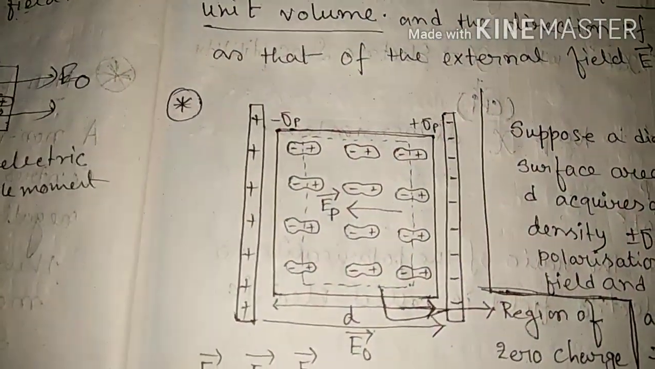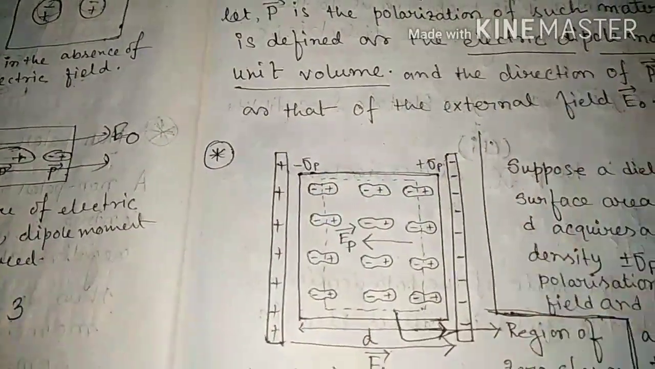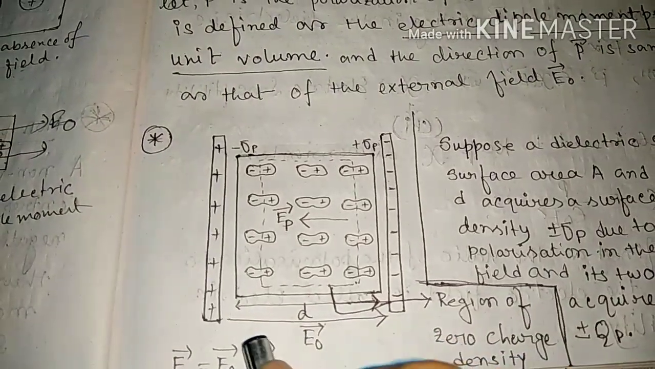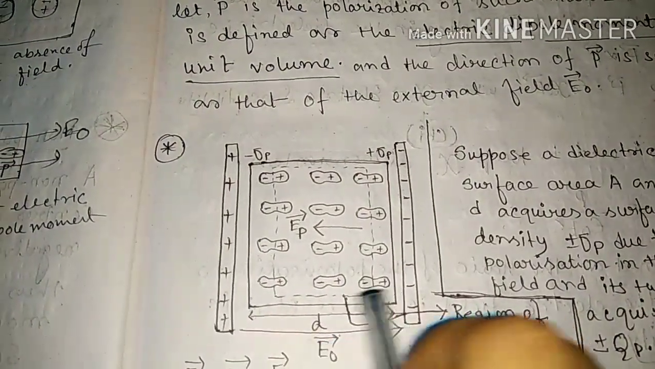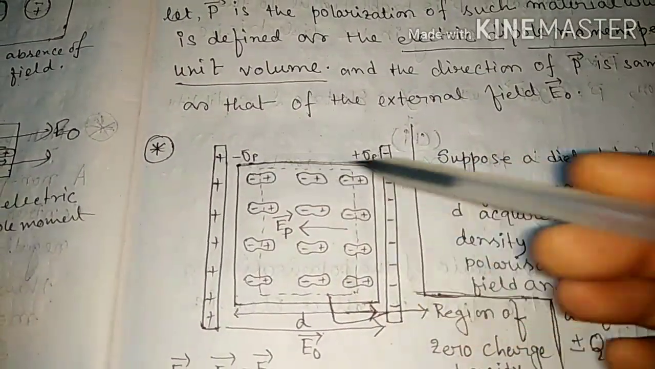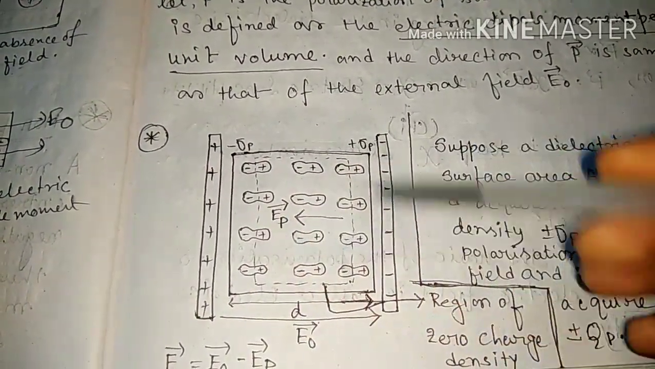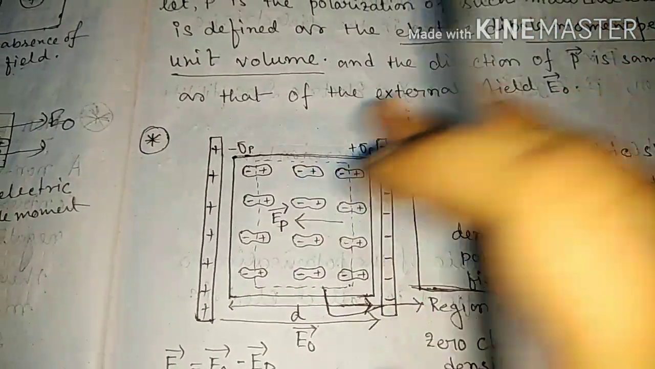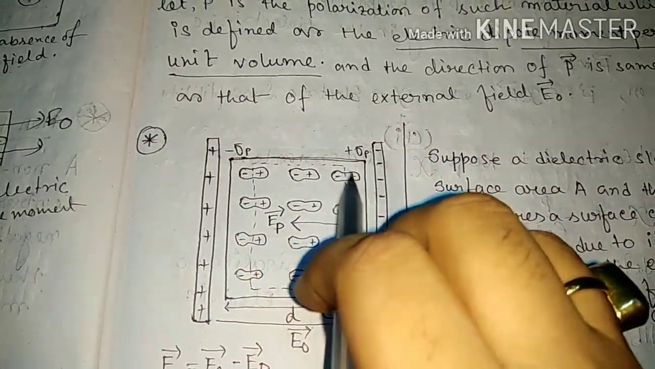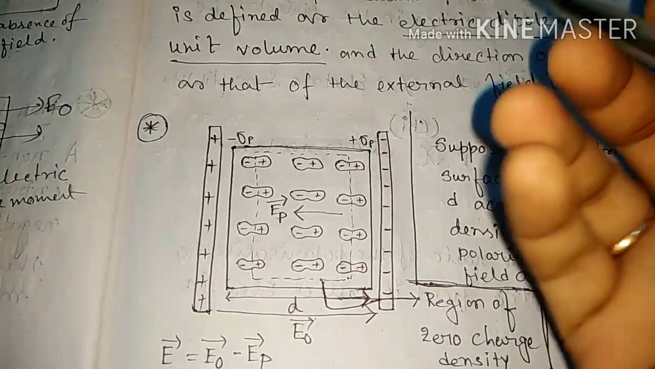So we place a dielectric slab inside an external electric field. Plus to minus is the direction of the external electric field E naught, and the thickness of the dielectric slab is d. When we place it, the molecules of the dielectric align towards the external electric field. So these minus plus, minus plus, minus plus are separated by a distance and they form an electric dipole. So we get an electric dipole moment.